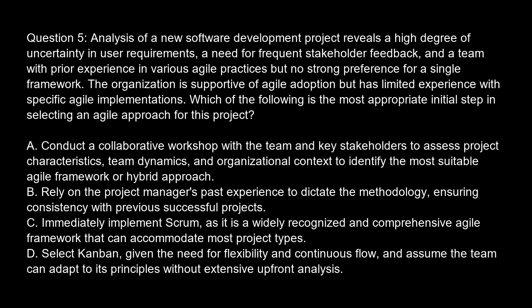Option A. Conduct a collaborative workshop with the team and key stakeholders to assess project characteristics, team dynamics, and organizational context to identify the most suitable Agile framework or hybrid approach. Option B. Rely on the project manager's past experience to dictate the methodology, ensuring consistency with previous successful projects. Option C. Immediately implement Scrum, as it is a widely recognized and comprehensive Agile framework that can accommodate most project types. Option D. Select Kanban, given the need for flexibility and continuous flow, and assume the team can adapt to its principles without extensive upfront analysis.